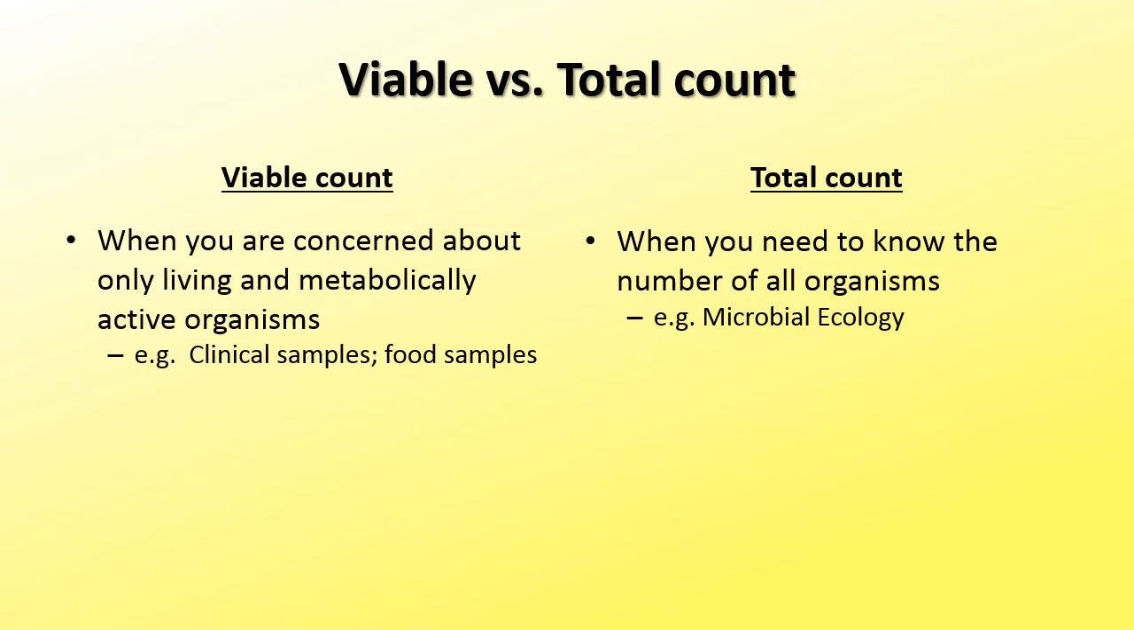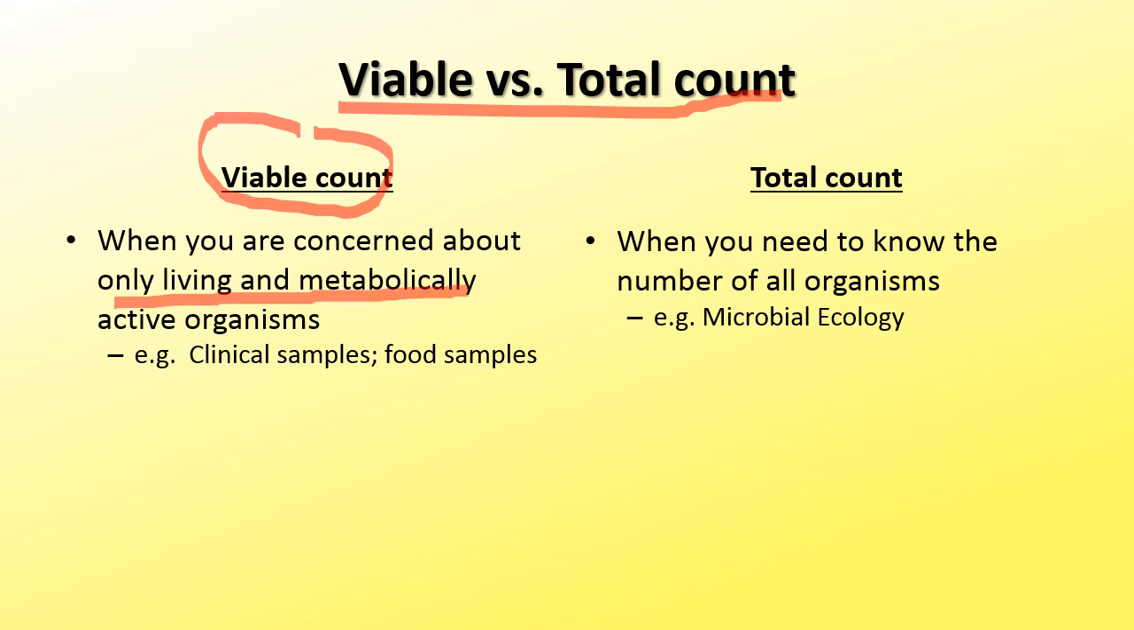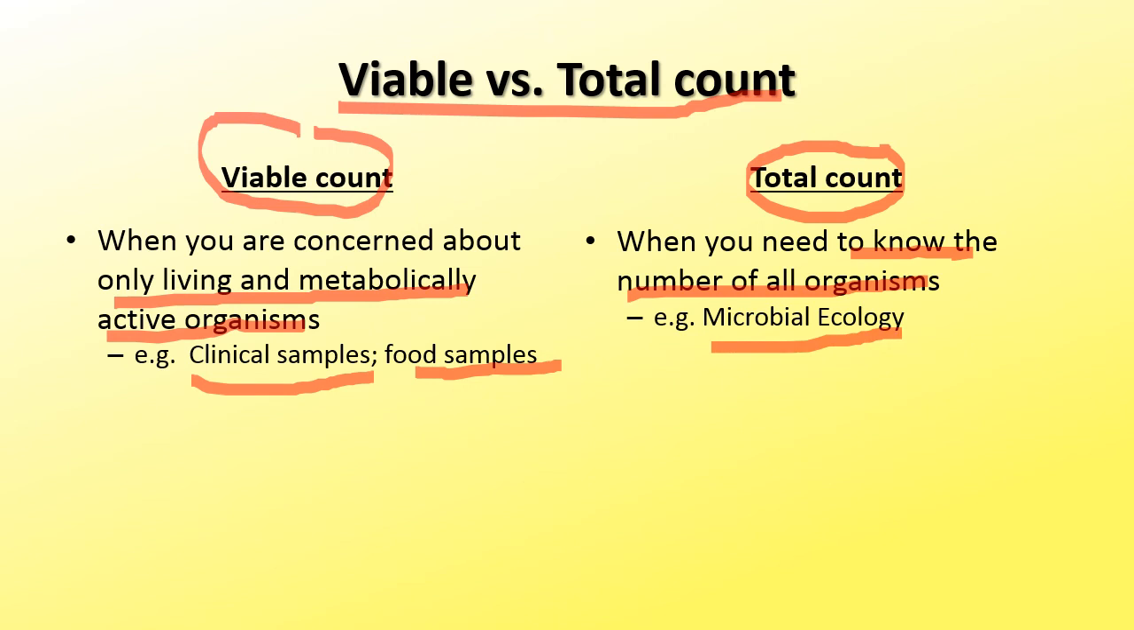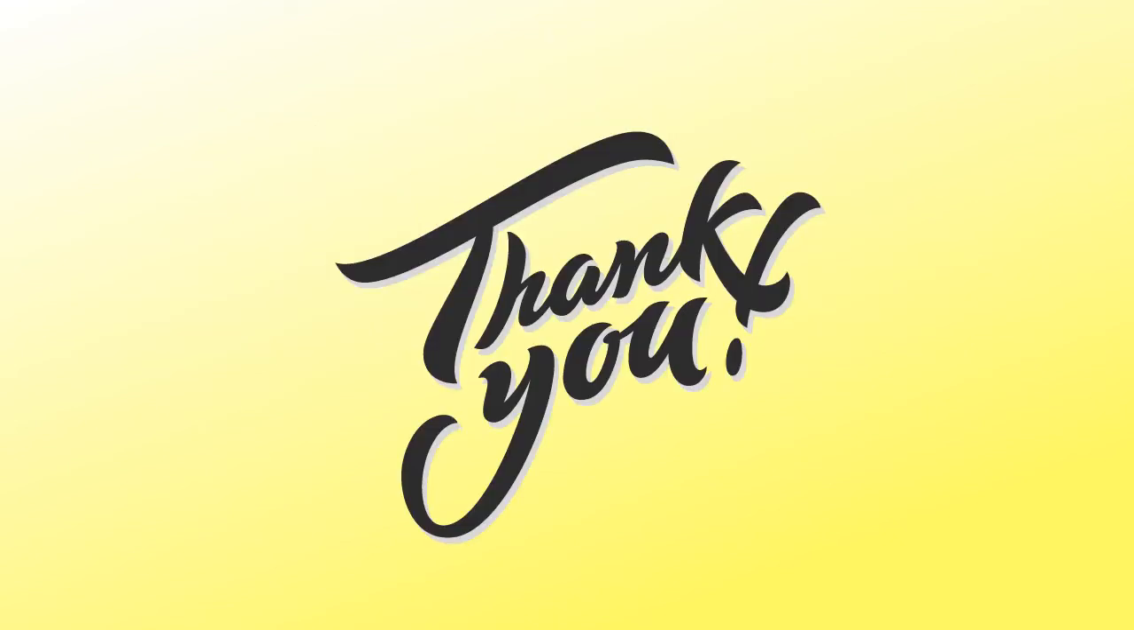Okay, we are done with viable and total cell count. So for now, remember that viable count is valid if you are concerned about only living and metabolically active organisms, which is very crucial for clinical samples and food samples. On the other hand, total count is used to know the total number of cells in a particular sample, which includes dead and live bacteria, and is quite relevant when you want to study microbial ecology. So we are done with techniques in microbiology.